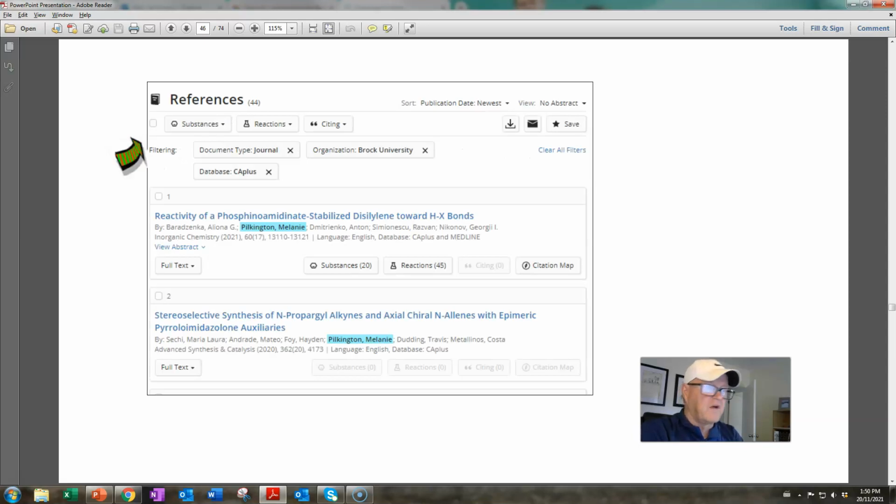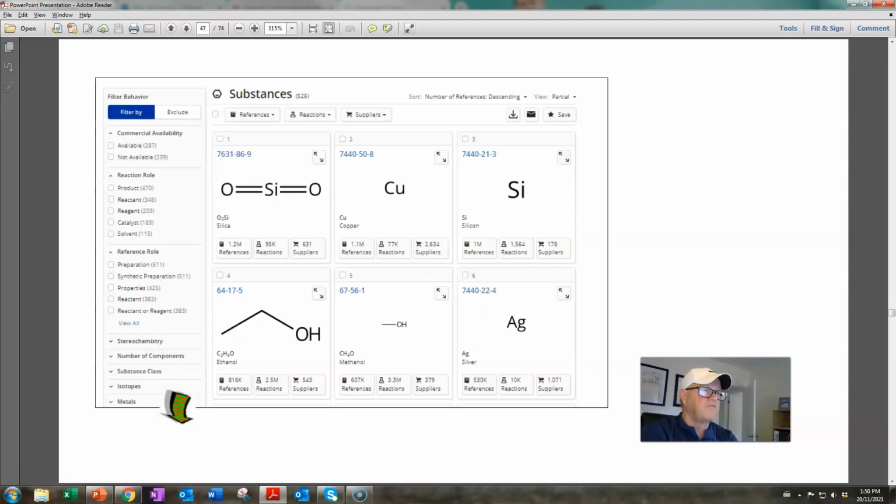So we'll go back to SciFinder-n, back to where we were, so you can complete this question like the previous one. We got 44 citations for my author. We looked at them, and you can see the tabs at the top: substances, reactions, and citing. Those are the tools. Again, it's an interactive tool. I'm going to click on substances, and it pulled up 526 substances. Wow. So there's an answer set right there for those 44 papers.